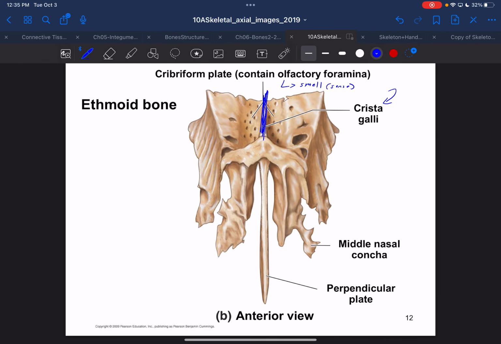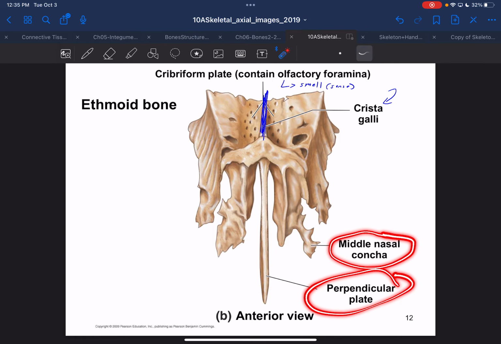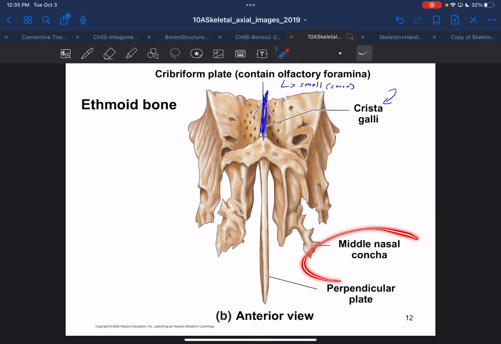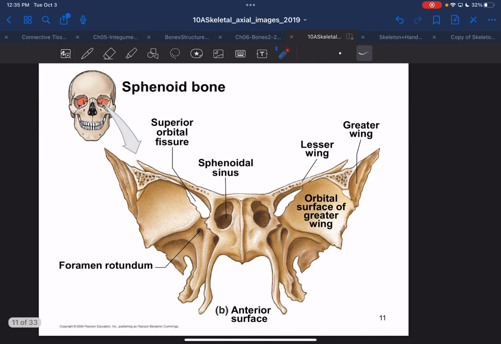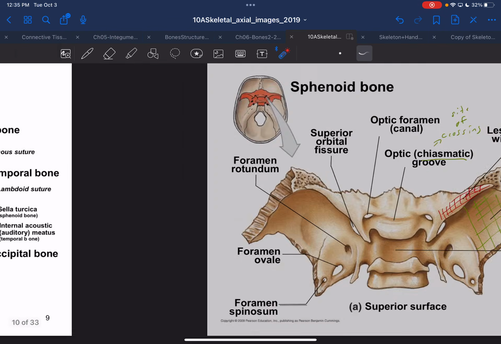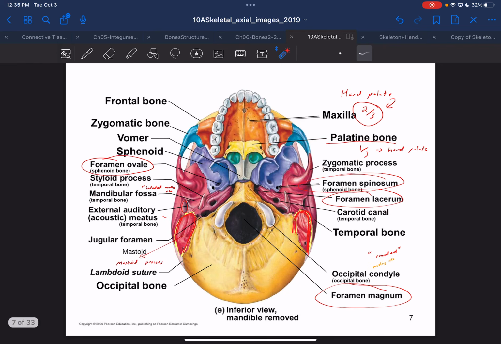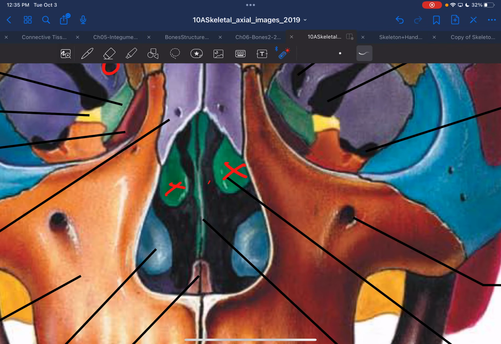And now we're back to our nasal cavity. Nothing new here to add. The ethmoid bone creates the middle nasal concha and the perpendicular plate at the inferior part of this bone. And so this is always visual. You are capable of visualizing this when you look at any skull. This is that same perpendicular plate, that same middle nasal concha.